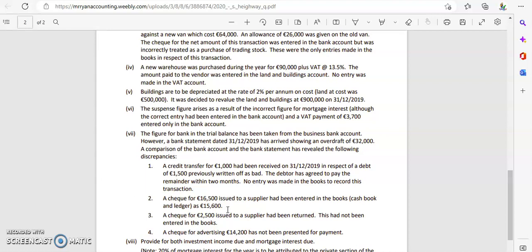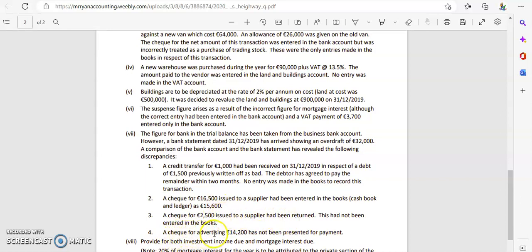And if we've paid an extra 900, it means our bank overdraft is going to go up by 900. So we're going to increase our bank overdraft by 900. And then a check for 2,500 issued to a supplier had been returned. This had not been entered in the books. We wrote a check for 2,500 to pay a supplier. That didn't happen. So our creditors now go up by 2,500. But because we haven't written that check, our bank overdraft will go down.